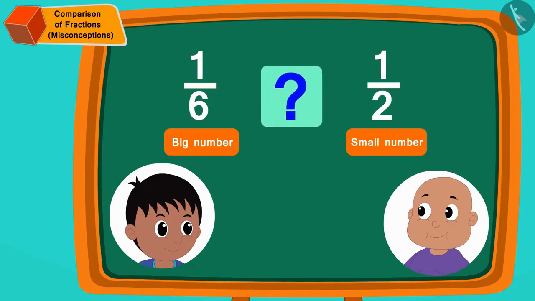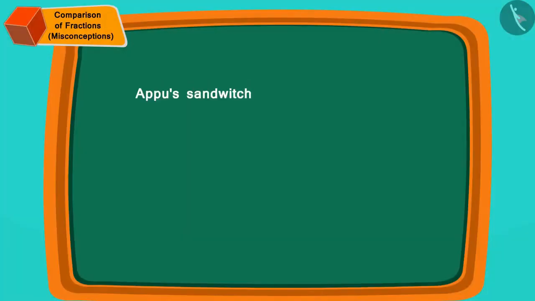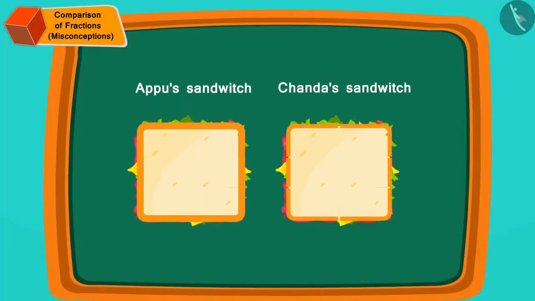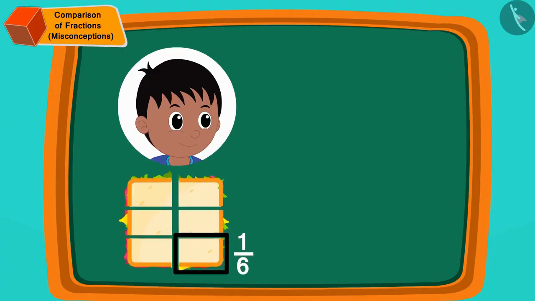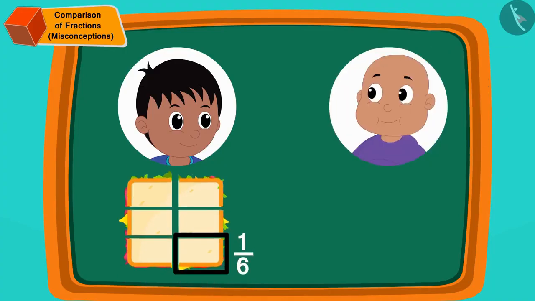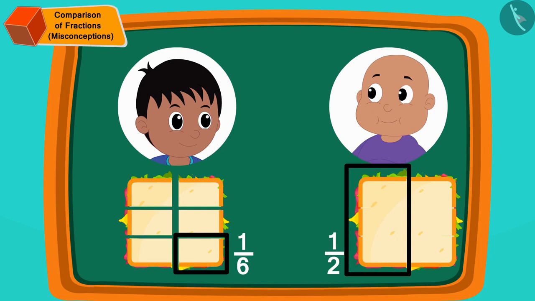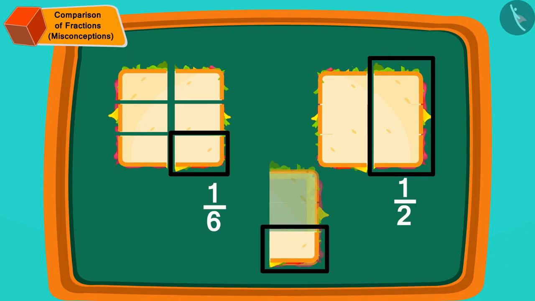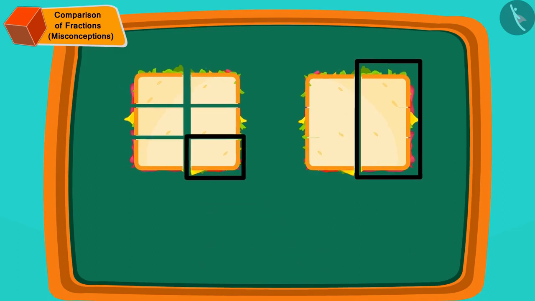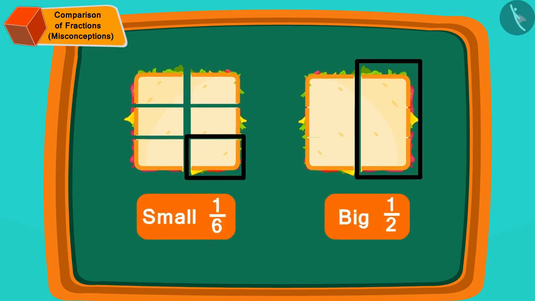Children, is Raju's statement correct? Appu and Chanda's sandwiches are exactly the same size. Raju got 1/6 part of the sandwich and Bablu got 1/2 part. If we put Raju's piece on Bablu's piece, we will find that Raju's piece is actually much smaller than Bablu's piece. But why did it happen?